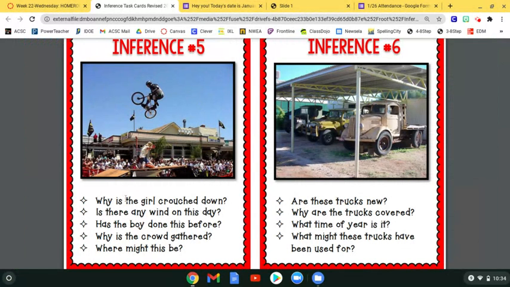The first question says, why is the girl crouched down? Well, I think the girl's crouched down because he is doing some kind of trick over her, and maybe that's part of the trick for her to crouch down.